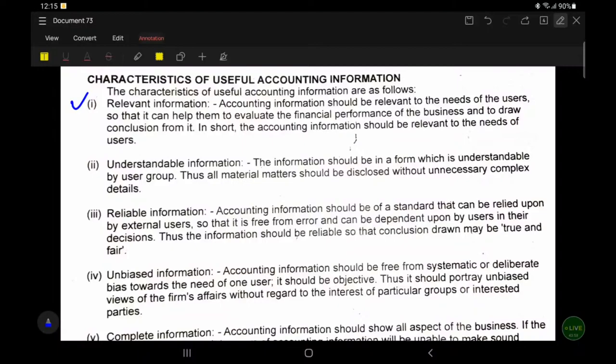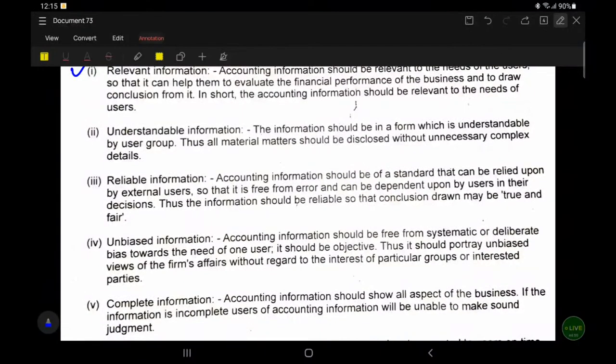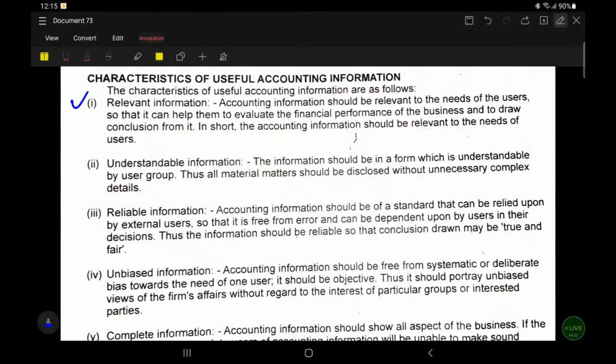So that is relevant. They also have an understandable aspect, so understandable information. What makes an accounting information understandable? It should be understood by users of accounting. So once I see this information, I can say that okay, this is accounting information because all the complexities within this information have been resolved, broken down, and then understood.